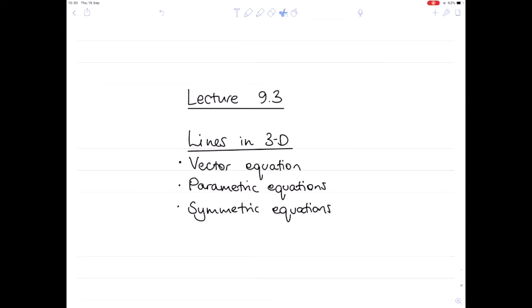Now that we have the basics of how to work with vectors, which gives us a way of talking about objects in 3 dimensions, it's time to look at lines and planes. So in this lecture, we're going to focus on looking at lines in 3 dimensions, and it turns out we have 3 different ways of expressing a line in 3D.